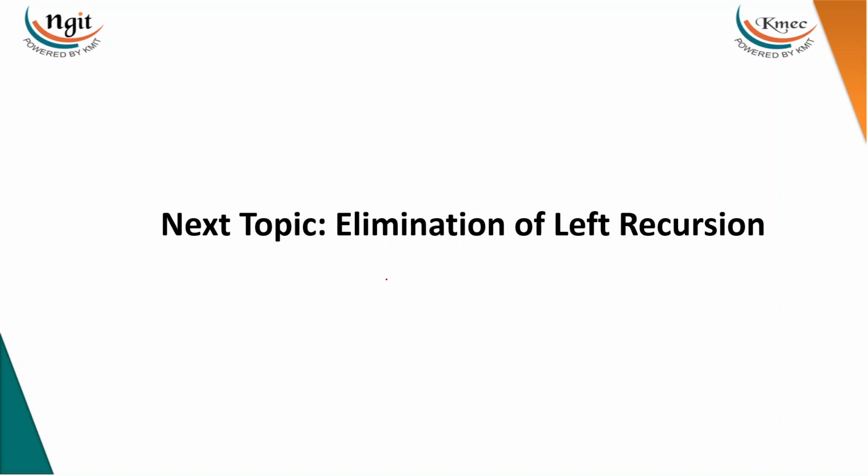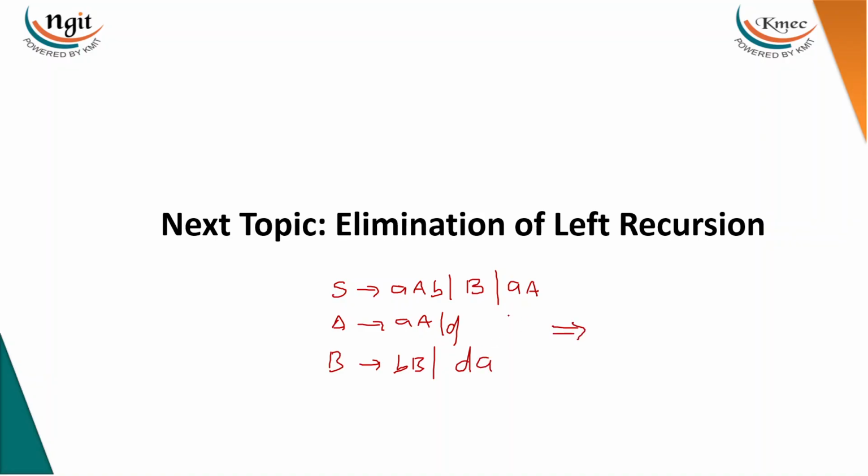Then how to go with the unit production, as I told you. So S tends to AAB or B or AA. Then A tends to AA or D. And B tends to BB or DA, something like that. So here we have only one unit production, that is S tends to B. All the remaining are not unit productions. Then how can you do it, guys? Very simple. Maybe you got confused with the other symbols. Just replace this B with all of its productions. That's it.